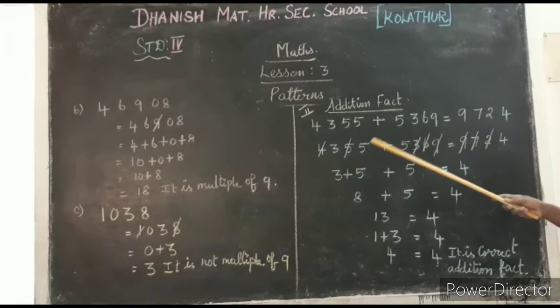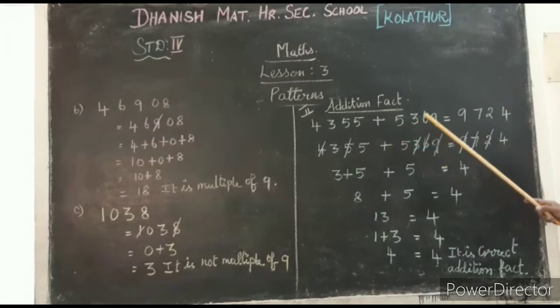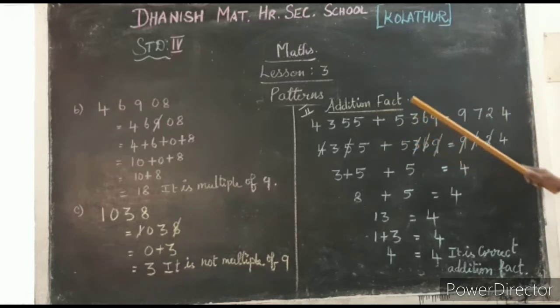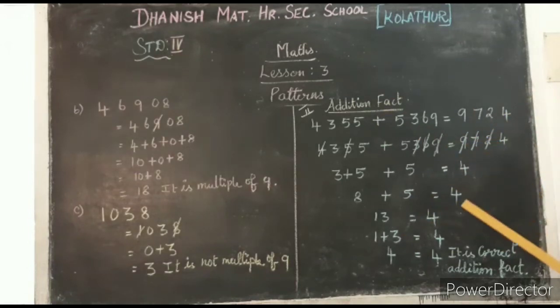See, addition fact means what? Left hand side also there will be numbers. Right hand side also there will be numbers. If you add both the numbers and find the answers, both the answers should be equal. It is called a correct addition fact. If the answer is different, it is called not a correct addition fact. Shall we go to the sum? Yes. Now look at the first sum.